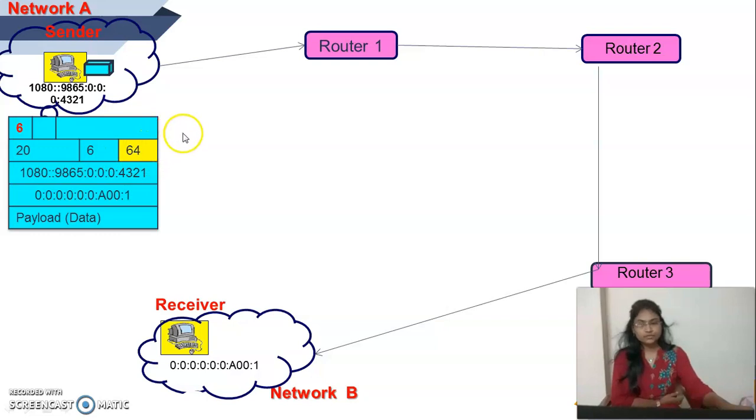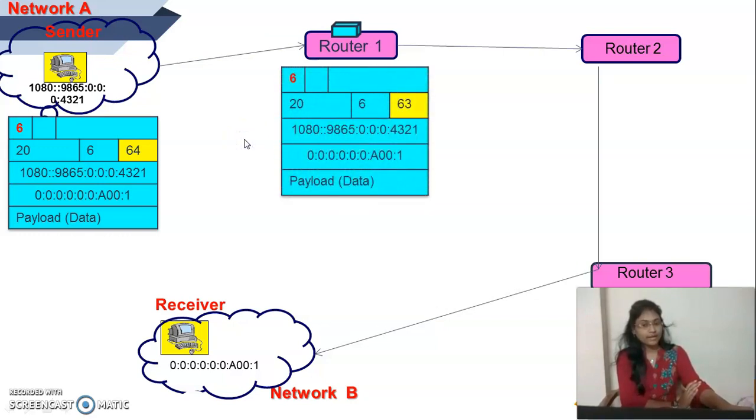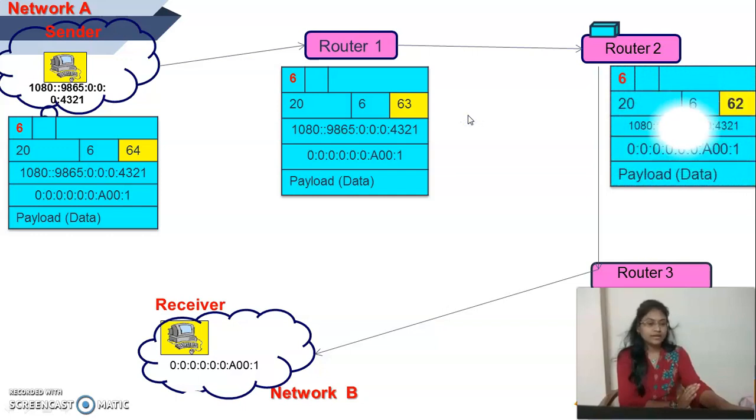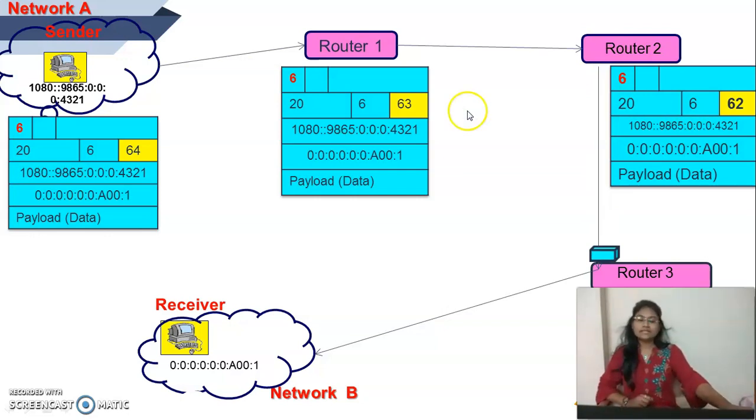It contains the value 64. As I have already told you, the hop limit field value is decremented by the router each time it is received by that particular router. Now router number 1 receives the packet sent by the sender. The router will open the packet and decrement the hop limit value by 1. It means that 64 becomes 63. Again it forwards it to router number 2. It will again decrement this value so that it becomes 62. Again router number 3 decrements this value and it becomes 61.